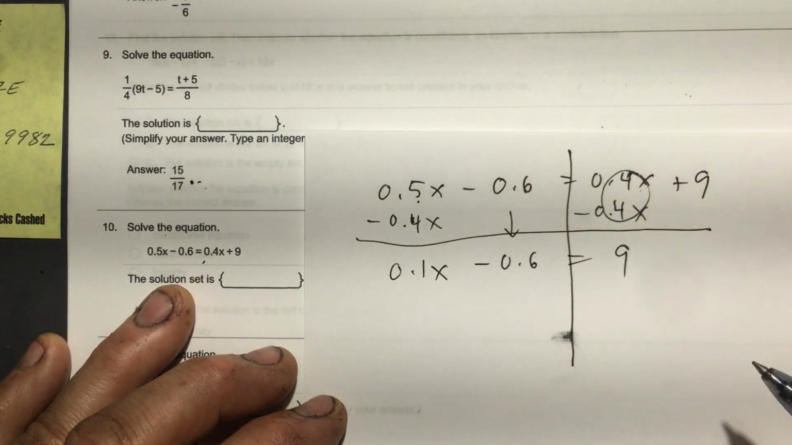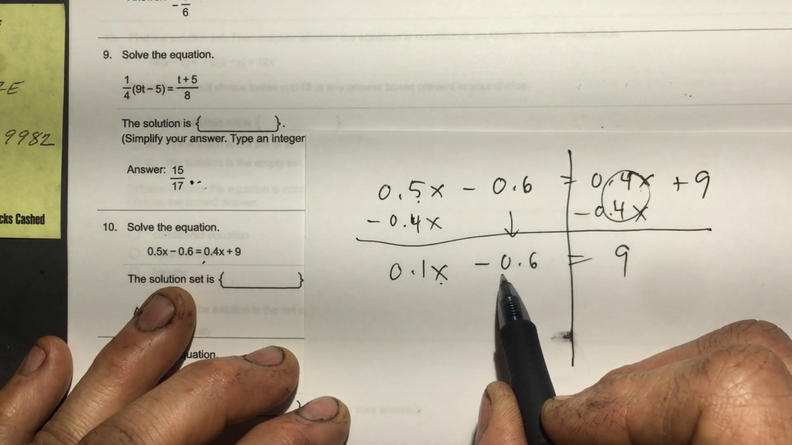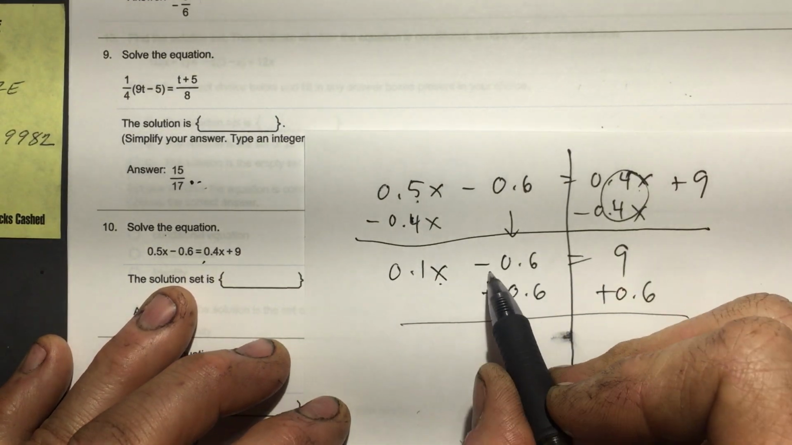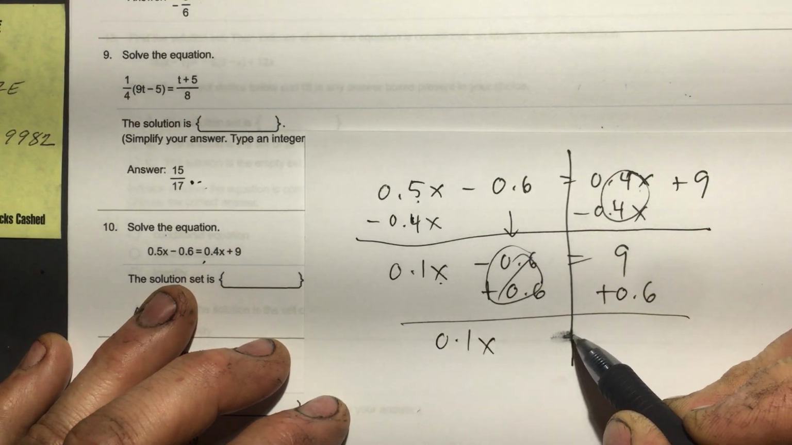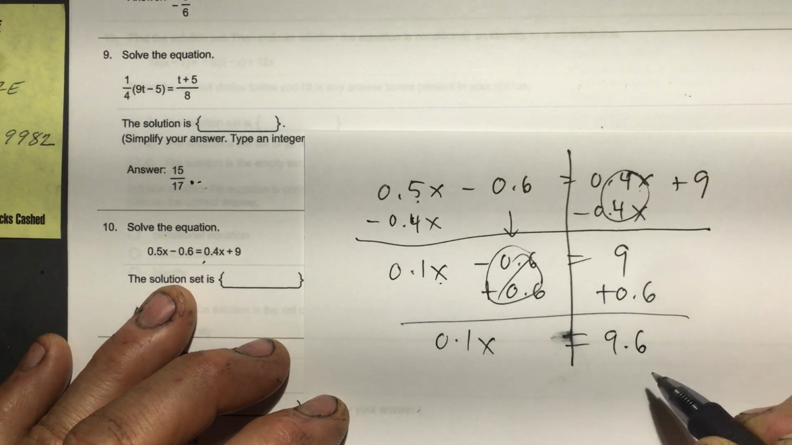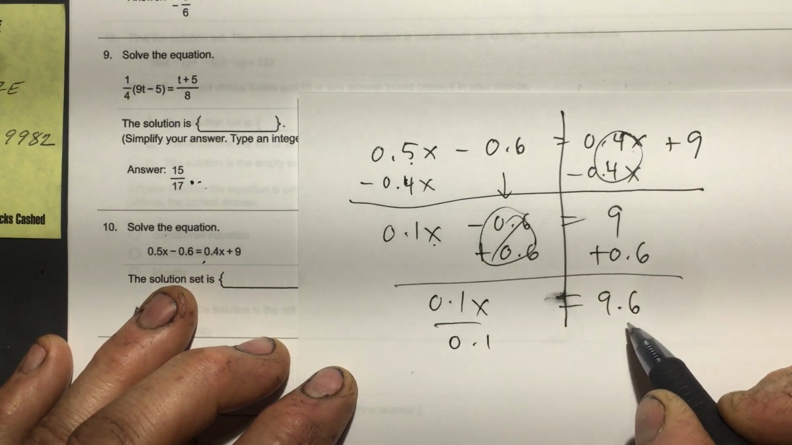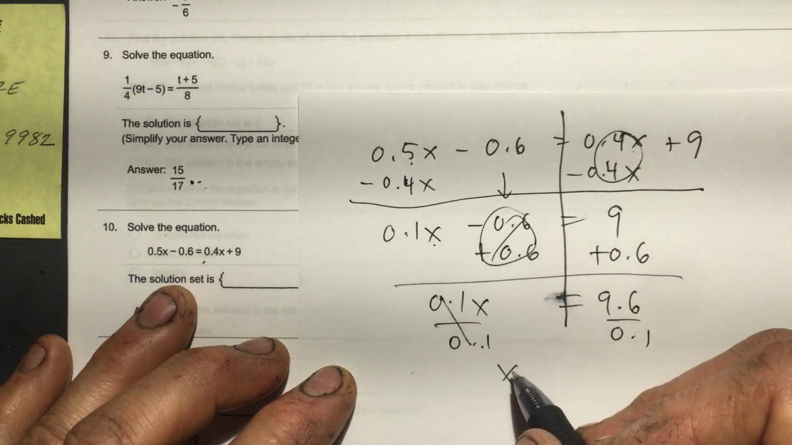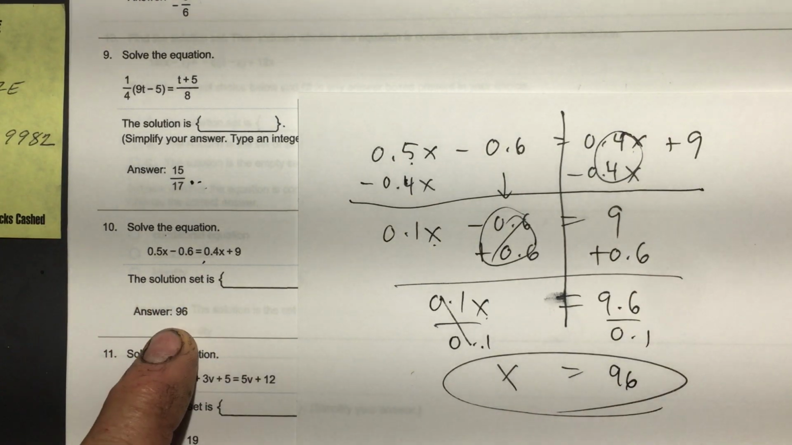There you go. Okay. Now, here's my x's right there. See this minus 0.6? I got to add 0.6 to get rid of him. Negative 0.6 plus 0.6 goes away. I've got 0.1x equals 9 plus 0.6 is 9.6. Okay. And now divide by 0.1. This will cancel. 0.1 divided by 0.1 cancels. I've got my x. Over here when I divide, I get 96. So it does come out to be 96.